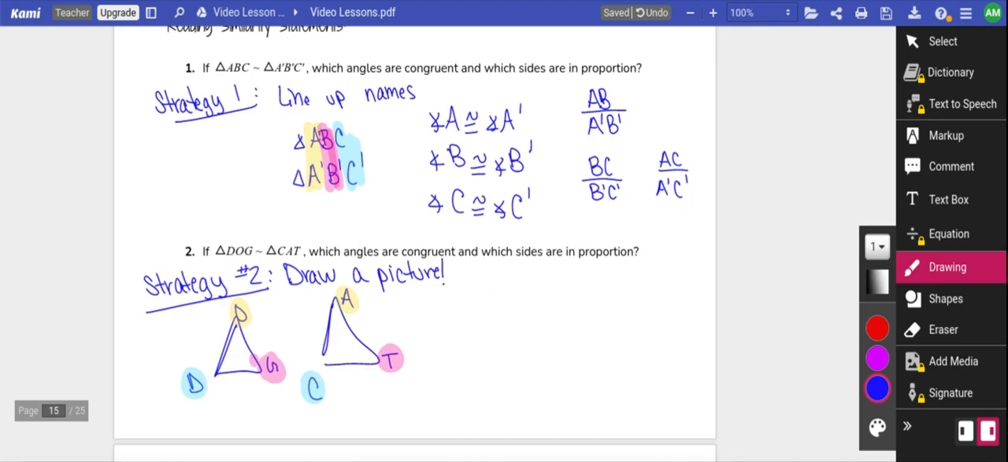So, which angles are congruent? Angle D is congruent to angle C. Angle O is congruent to angle A. And angle G is congruent to angle T.